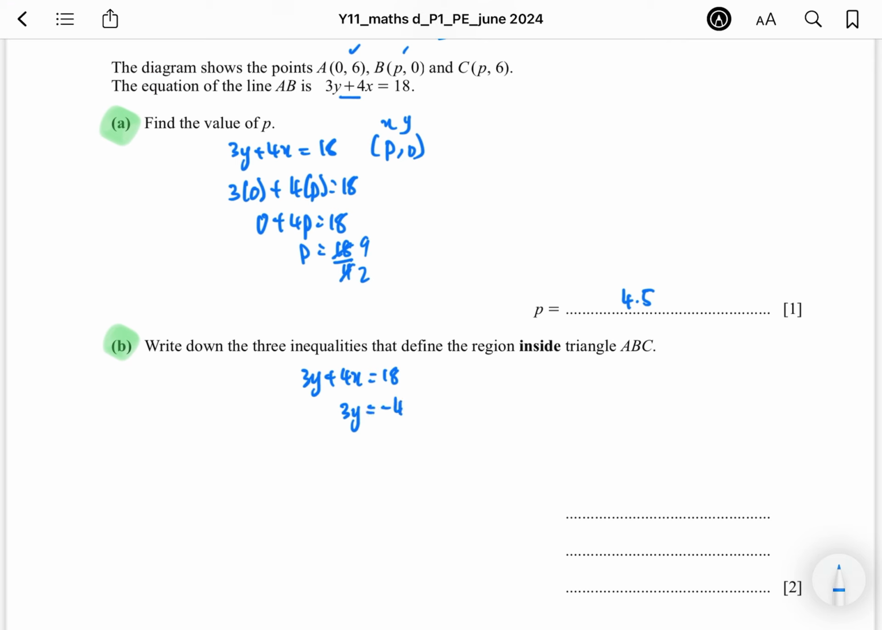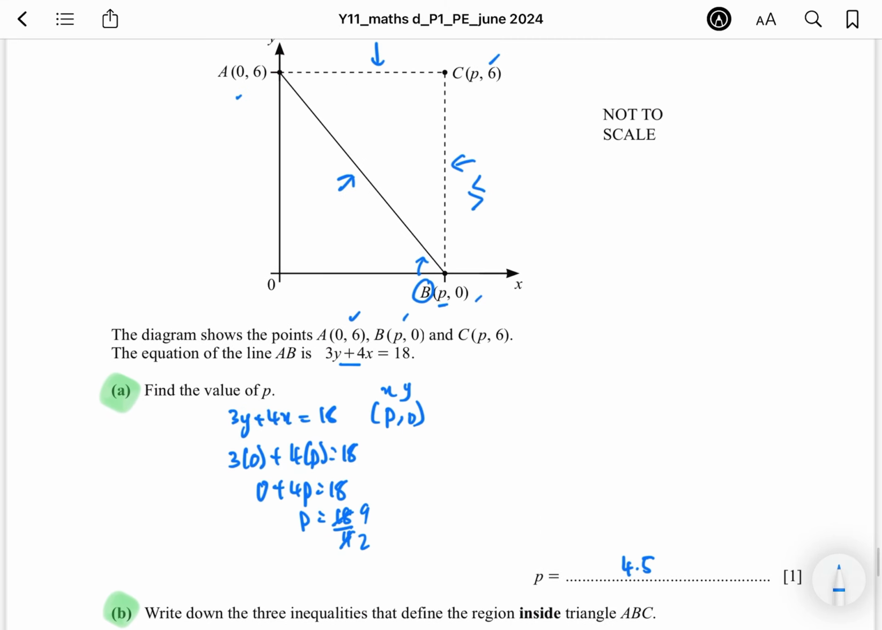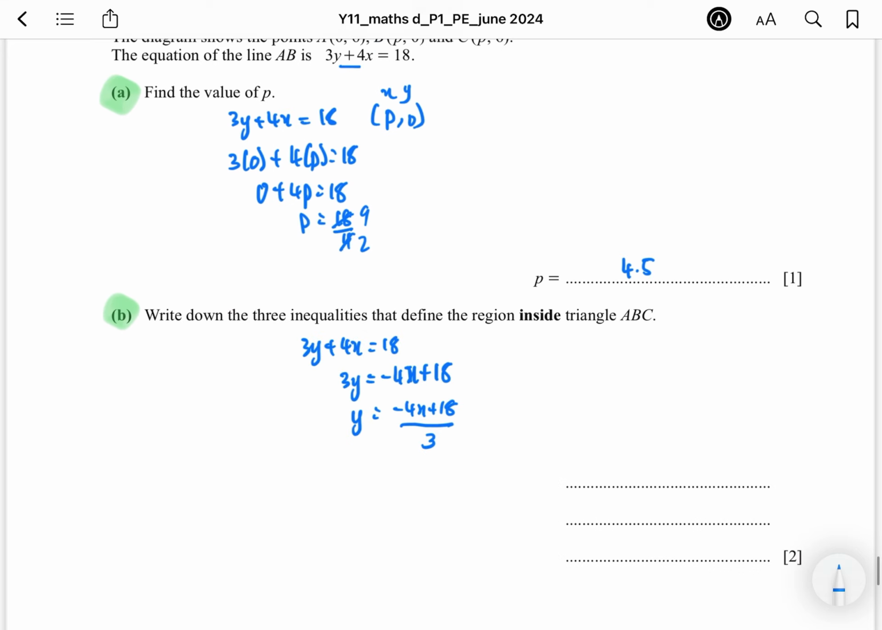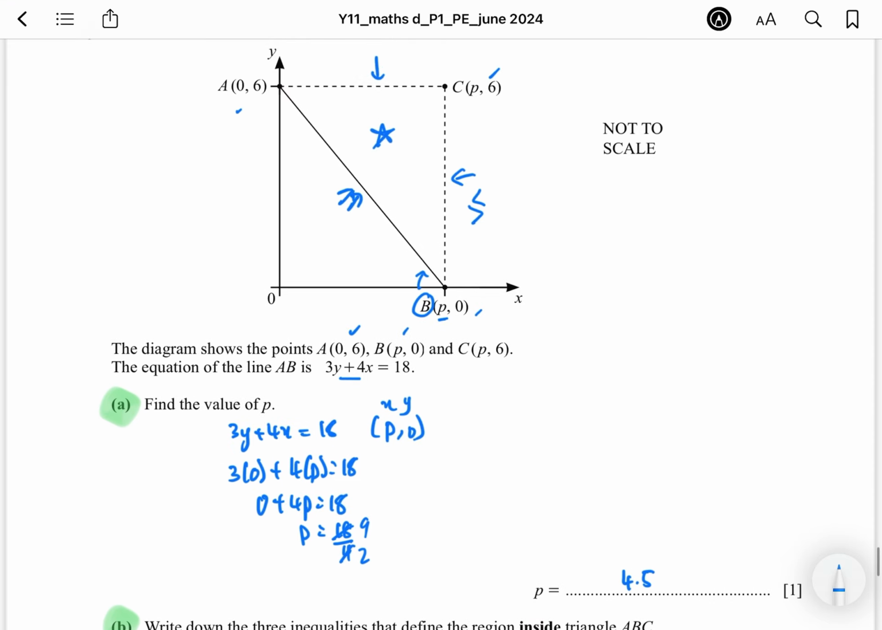Minus 4x both sides, divide 3 both sides is fine if you put it that way. No, you're not going to penalize. And then it's this region here, that means it's greater than, and because the line is a solid line, so I'm going to write it as y is greater than or equals to minus 4x plus 18 divided by 3. Okay, just as that.